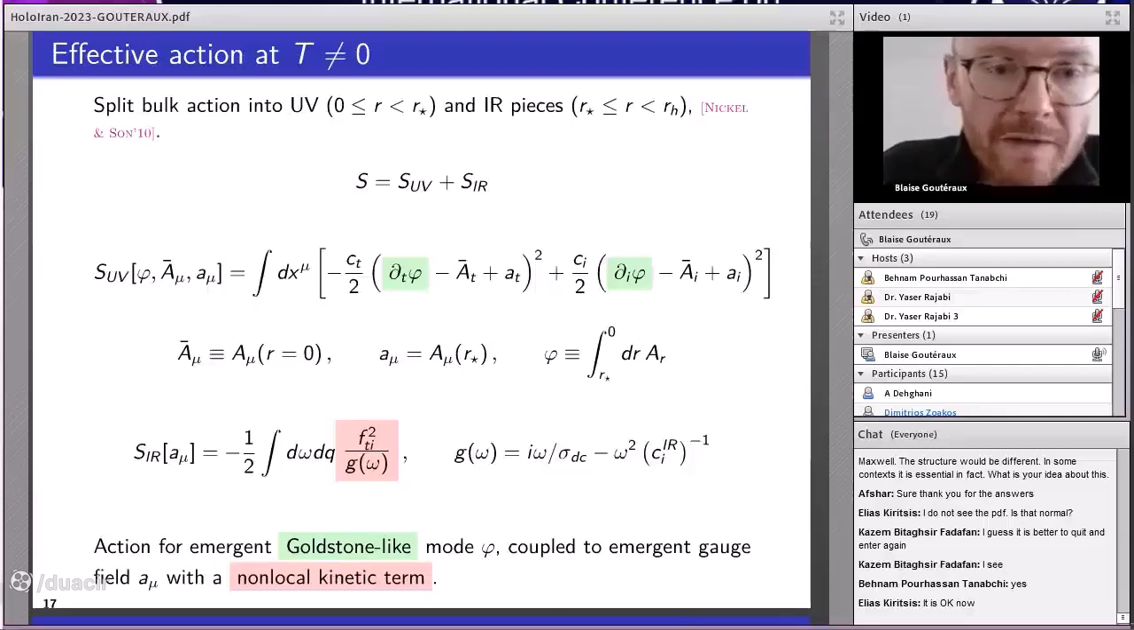a kinetic term, which is just the field strength squared, which is pretty much the usual. But there's a big difference with ordinary electromagnetism, because now the gauge coupling is non-local. It has this frequency dependence. So the effective theory we get is the action for an emergent Goldstone-like mode phi coupled to an emergent gauge field little a with a non-local kinetic term.